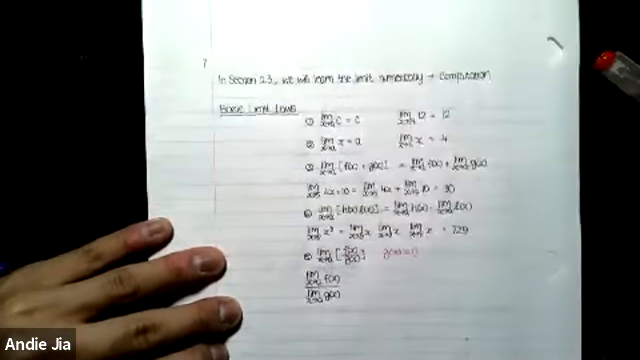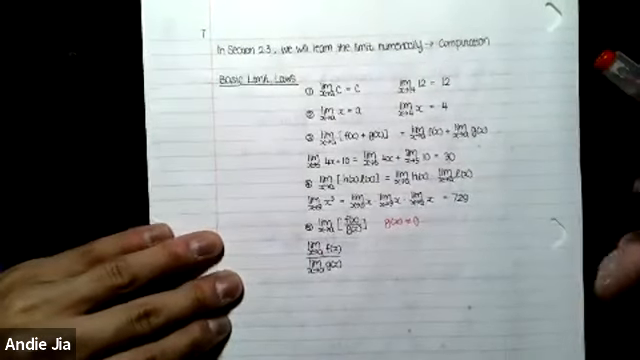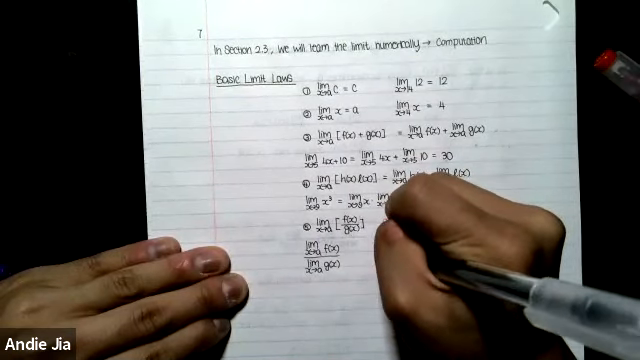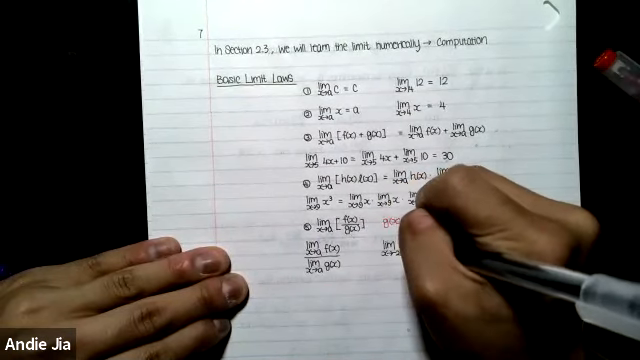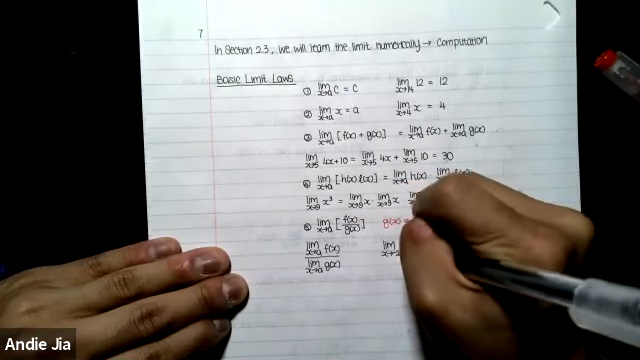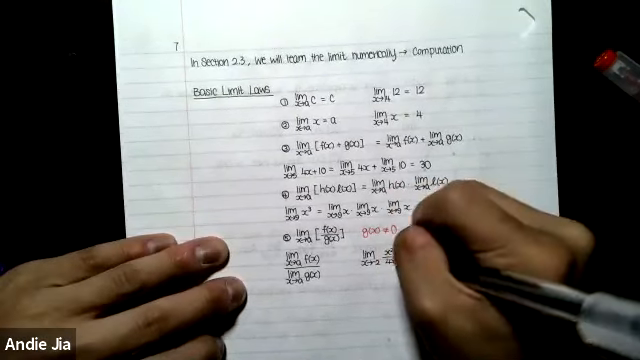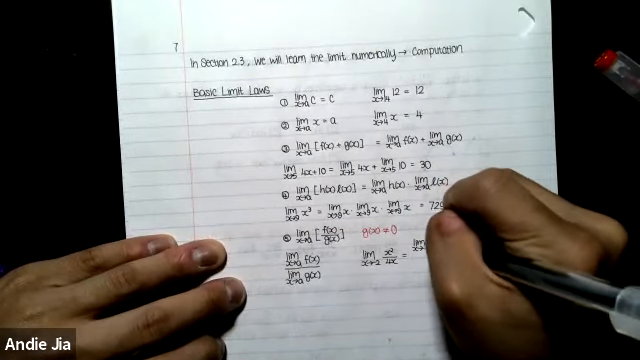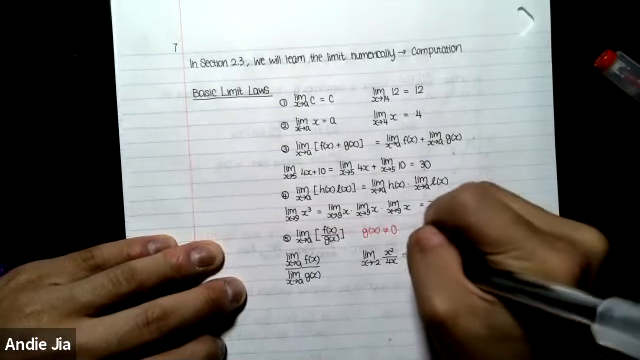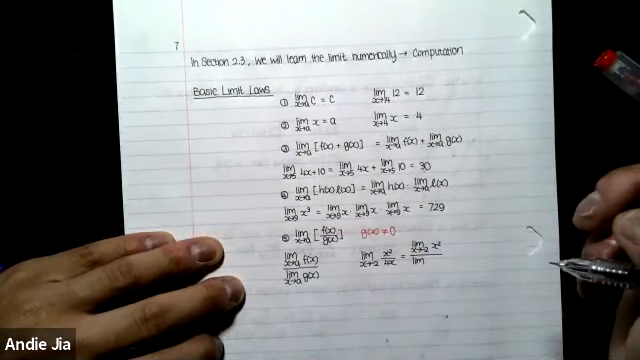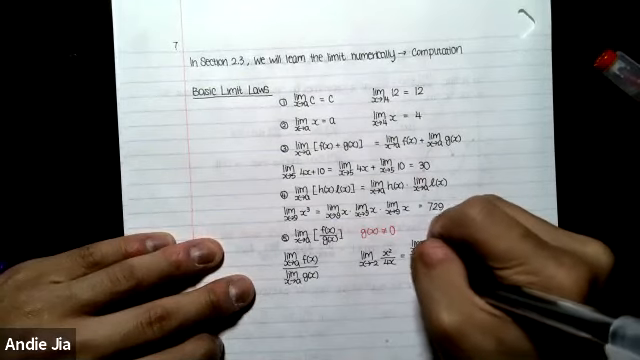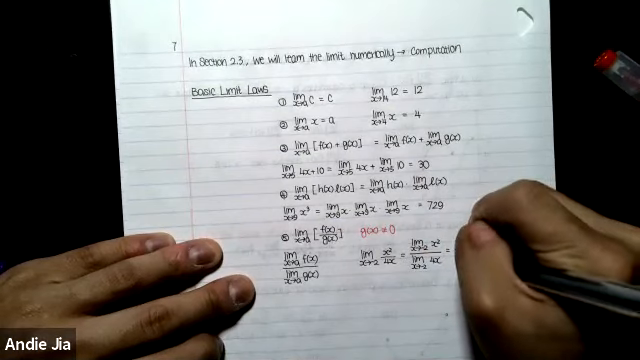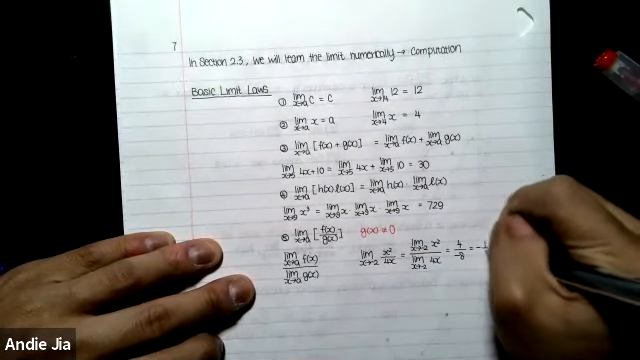Let's do an example here. As x approaches -2, x squared over 4x. We have it's like the limit as x approaches -2 of x squared over the limit as x approaches -2 of 4x. It's going to be 4 over -8. It is -1/2.